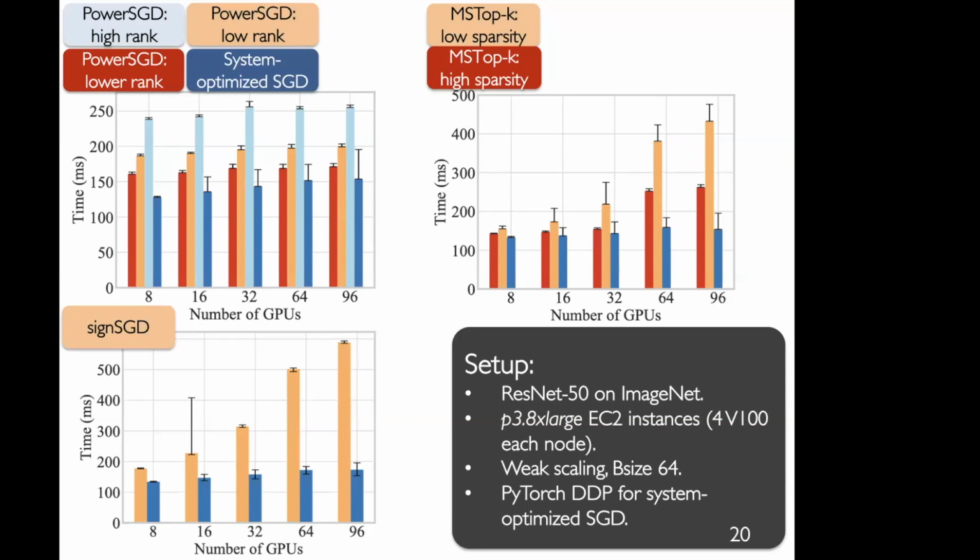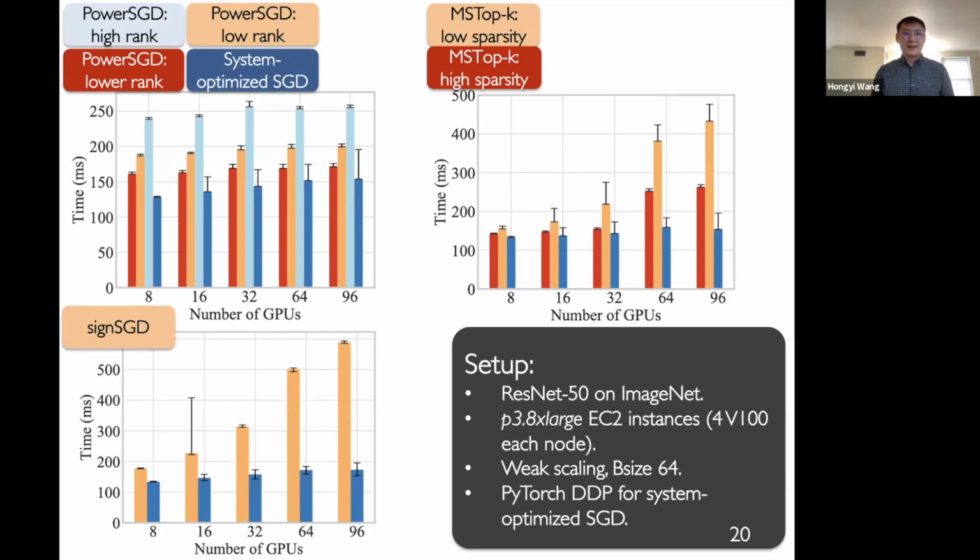Here you can see the dark blue bar is almost always winning for various cluster sizes, numbers of GPUs. The dark blue bar is just the vanilla PyTorch DDP, meaning that doing nothing is the best. Whenever you try to incorporate gradient compression, it actually causes a slowdown. That's very surprising. We felt astonished when we saw this result.